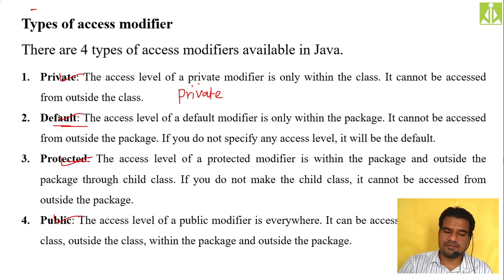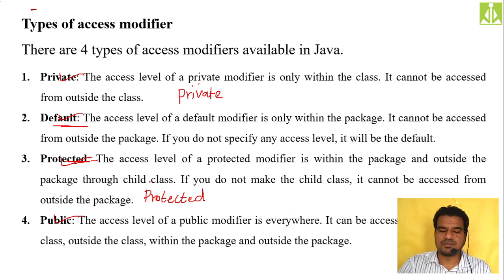Then we have protected. For this, the keyword is protected. We use the protected keyword in order to make our fields protected. The access level of a protected modifier is within the package and outside the package through child classes. If you do not make a child class, it cannot be accessed from outside the package. Within the package, not only the child classes but also other classes can access this protected data.